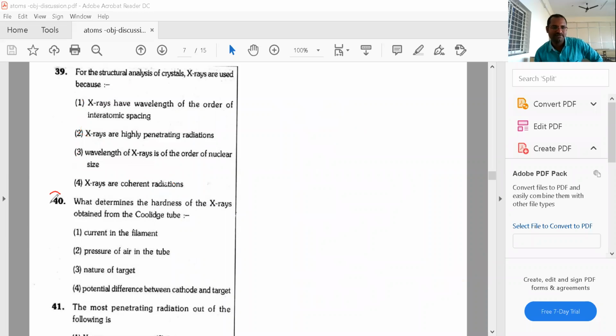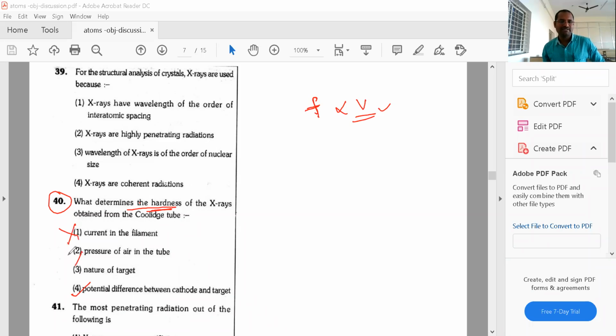Next question: what determines the hardness of X-rays obtained from a Coolidge tube? How can we define hardness of X-rays? By knowing the frequency. We know frequency depends upon potential difference. So the potential difference between the anode and target element determines the hardness of X-rays.